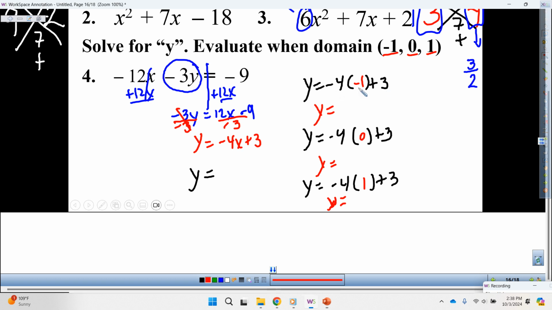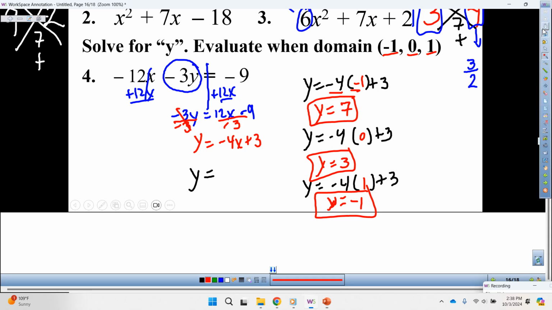You add the 3 to. We got negative 4 times negative 1 plus 3. Negative 4 times 0 plus 3. Negative 4 times 1 plus 3. Have you got that? All right. And that's how you evaluate.